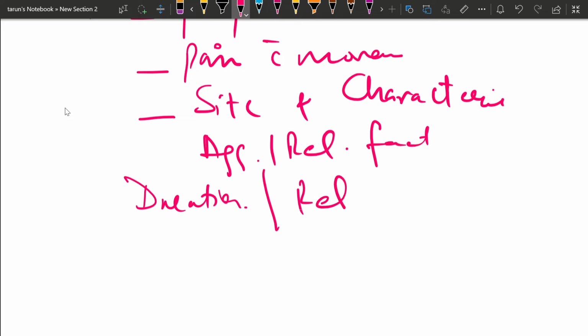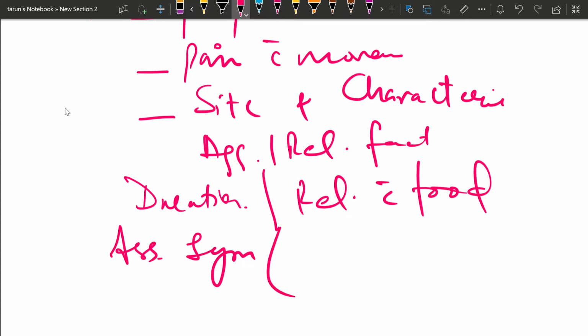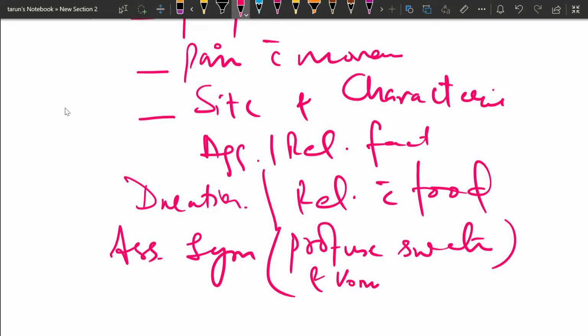Then any relation with food, we will note it down. What is the relation with food? Then we also note down the associated symptoms. For example, in MI, the pain patient usually has profuse sweating. Associated symptoms like sweating can be seen with acute myocardial infarction, chest pain, and vomiting also. Vomiting and sweating with acute chest pain, we should think of acute myocardial infarction.